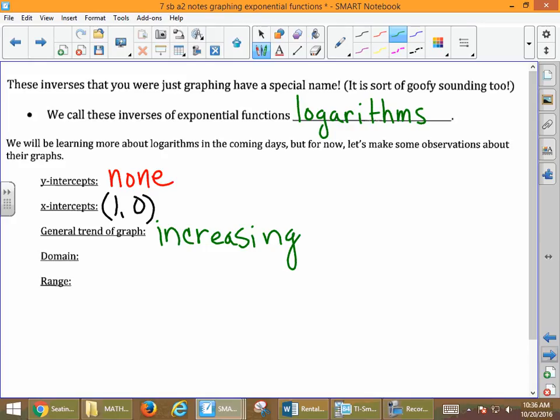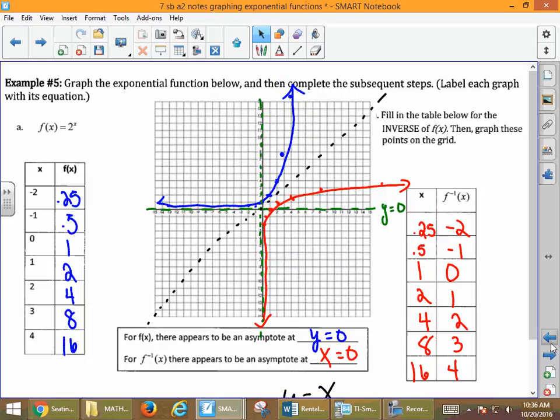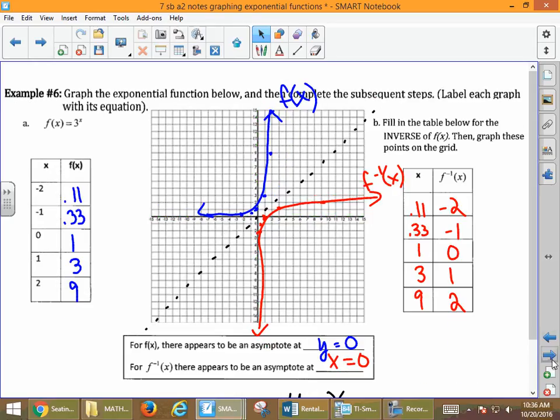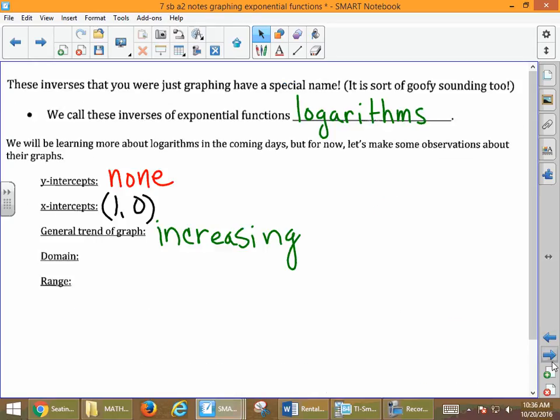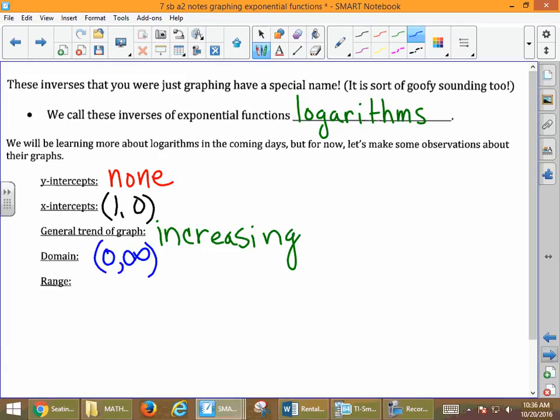Our domain of our function. Remember, domain, we're looking left to right. So when we look at this red graph or this red graph, neither one of those red graphs touches the y-axis. And because it doesn't touch the y-axis, we say that our domain goes from 0 to infinity. 0 is not included. Another way we could state it is x is greater than 0. All the values greater than 0, but not 0.